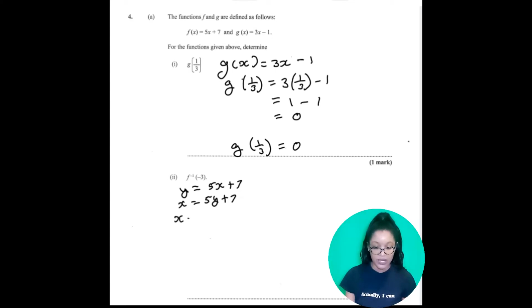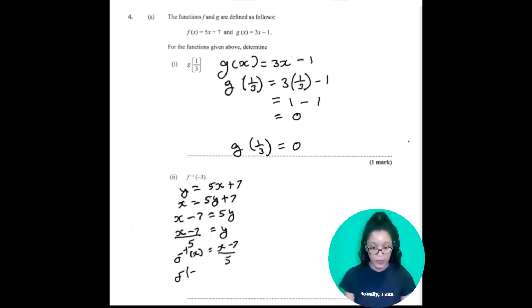So you send 7 to the other side, so it will be x take away 7 is equal to 5y. So y is equal to x take away 7, all divided by 5. So f inverse of x is equal to x take away 7, all divided by 5. We substitute -3 now into the f inverse function. Wherever you see x, you put -3, so it's -3 minus 7 all over 5, which is equal to -10 divided by 5, which is equal to -2.